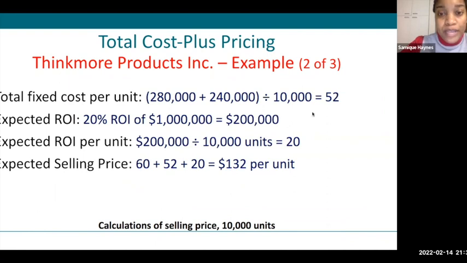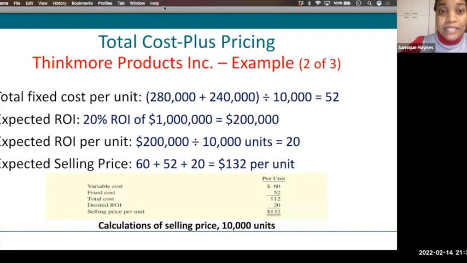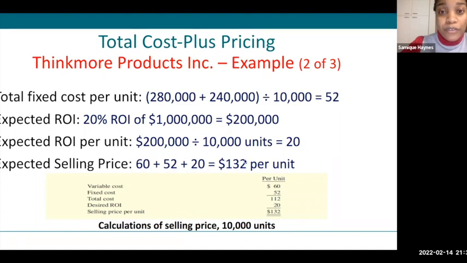Total fixed cost per unit is 52. The expected return on investment per unit is $20. So how much will be the expected selling price? It will be our variable cost plus our fixed cost plus the expected return: $132 per unit. Does that make sense to everyone? Total cost plus pricing, we have our total cost and we add on how much we want to make in profits. And that will tell us how much we need to sell for. This 132 needs to cover our desired profit and our total cost. Understood?